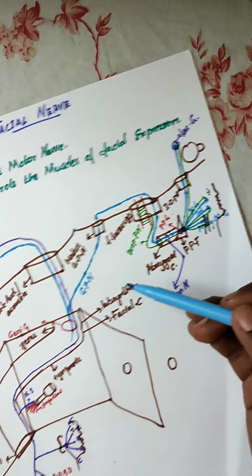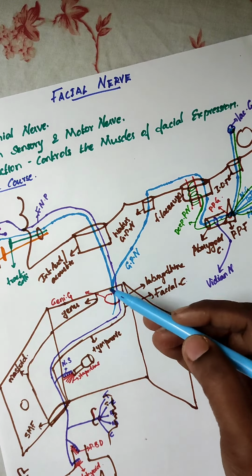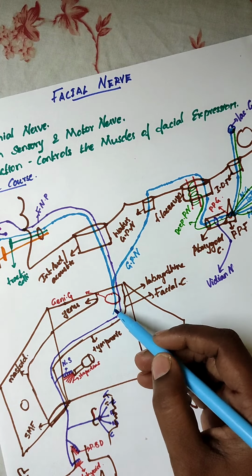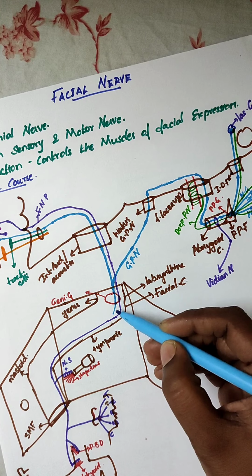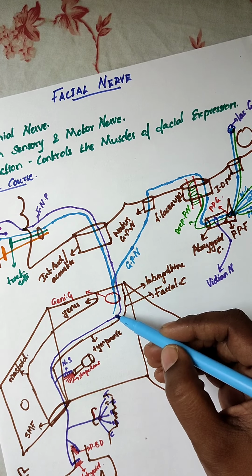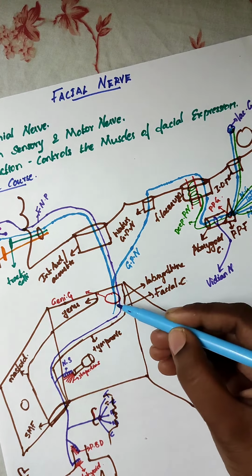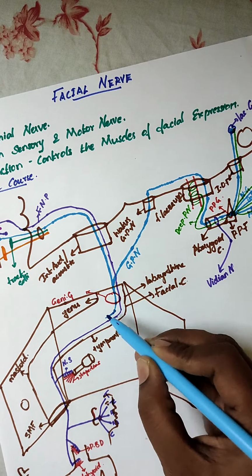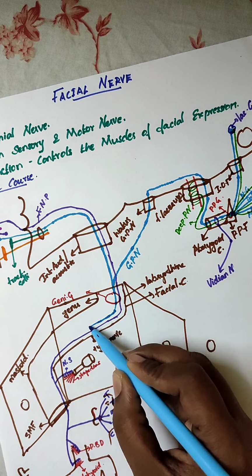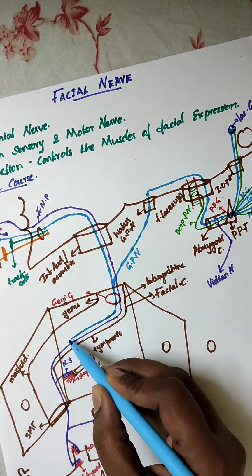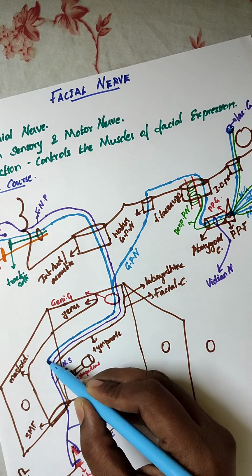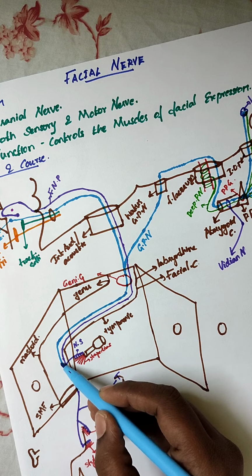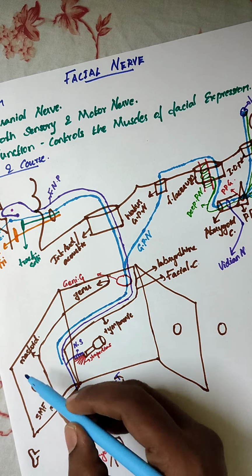Next comes the parasympathetic nerve fibers from the superior salivary nucleus. The parasympathetic nerve from the superior salivary nucleus enters into the facial canal, and does not rely on the geniculate ganglion, and it runs downward through the facial canal, and then it enters into a canaliculus which is present in the posterior wall of the middle ear.